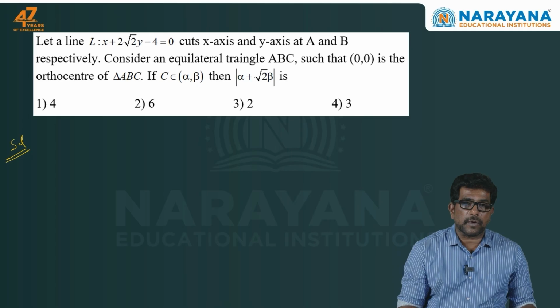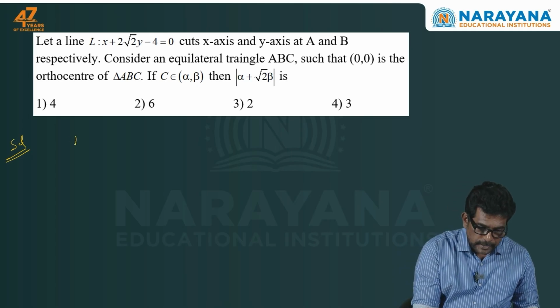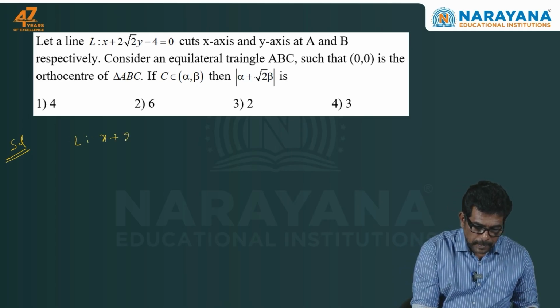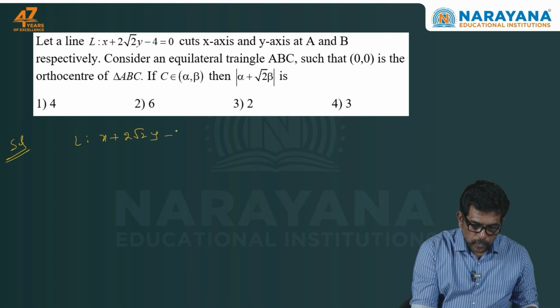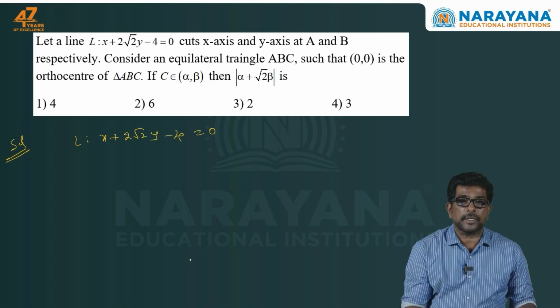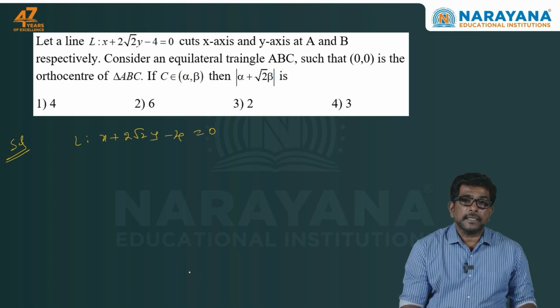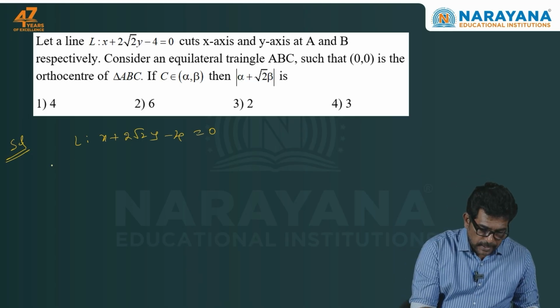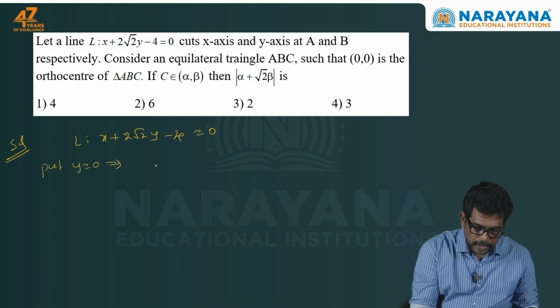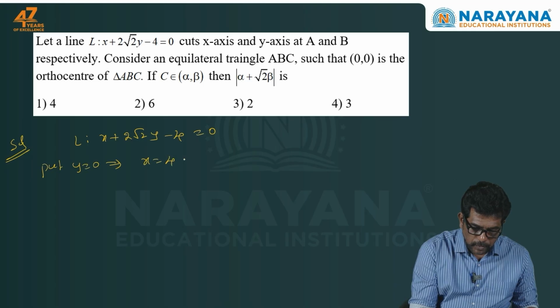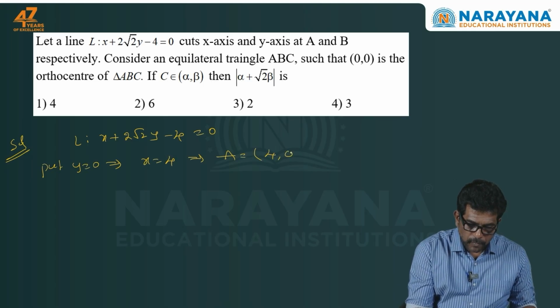To get the A coordinates, the line equation L is x plus 2 root 2y minus 4 is equal to 0, where x-axis cuts the line at point A. That means y is equal to 0. By substituting y is equal to 0, x is equal to 4. That means A coordinates are 4, 0.